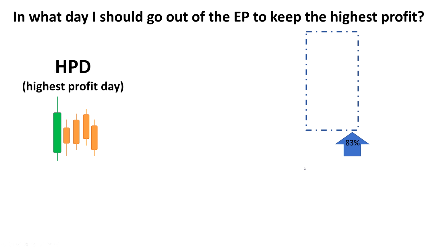Okay, then another logical question when seeing the data was, on what day should I go out of the EP to keep the highest profit? Because the stock goes up and then down and maybe continues up and so on. And the question was, okay, when is the HPD, as I call it, which comes from highest profit day, when does this day happen?